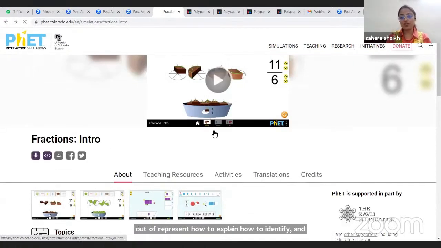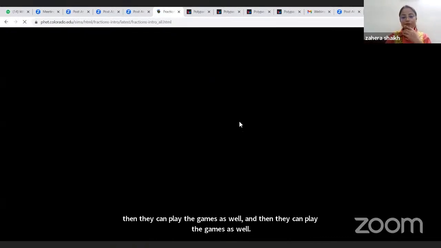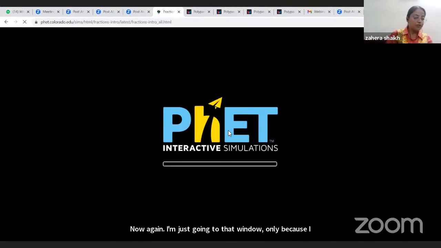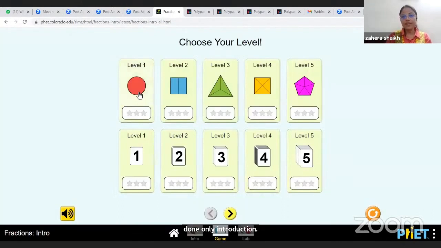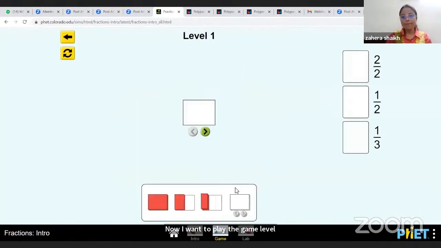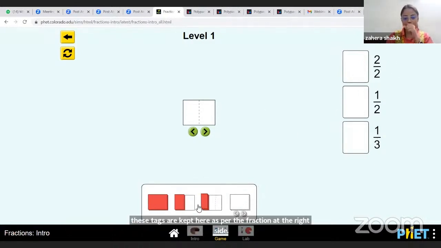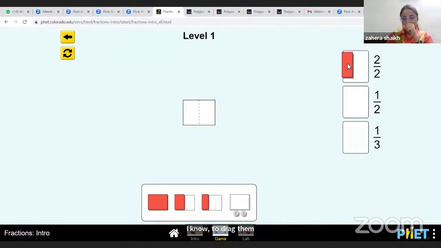Now, again, I'm just going to that window because I have done only the introduction. Now I want to play the game. Level 1. So, half. These tags are kept here as per the fraction at the right side. I need to drag them here from here. So I know, no, this will not take. This will not take.